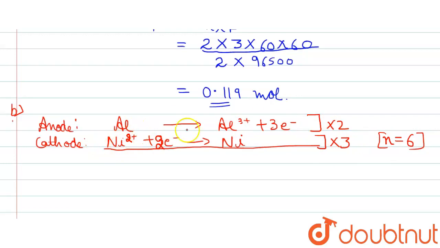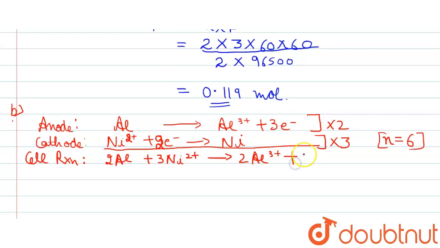So when we write the final reaction after multiplying it with 2 and 3, then the overall cell reaction will become 2 aluminum plus 3 Ni 2 plus. Here these electrons will cancel out, both will become 6 and both will cancel out, and on the right side we will have 2 aluminum 3 plus and 3 nickel. So this will be the overall cell reaction.